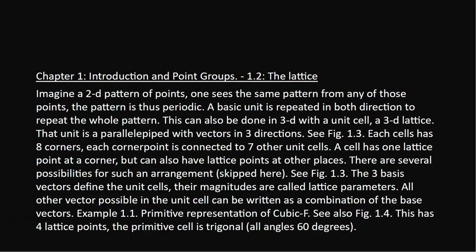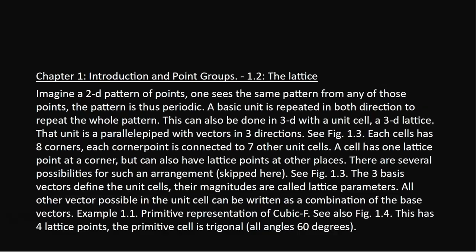Then paragraph 1.2, the lattice. Imagine a 2D pattern of points. One sees the same pattern from any of those points. The pattern is thus periodic. A basic unit is repeated in both directions to repeat the whole pattern. This can be done in 3 dimensions with a unit cell, a 3-dimensional lattice. That unit is a parallelepiped with vectors in 3 directions. See figure 1-4. We'll see that later.